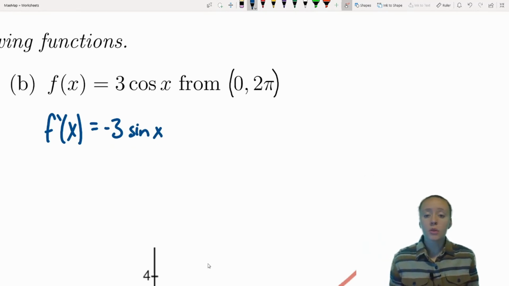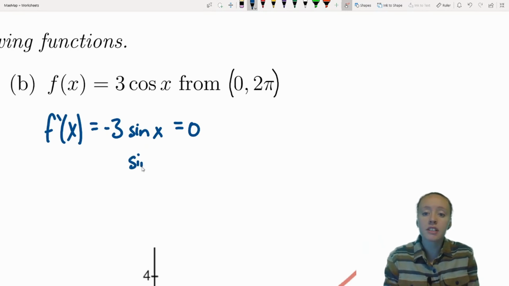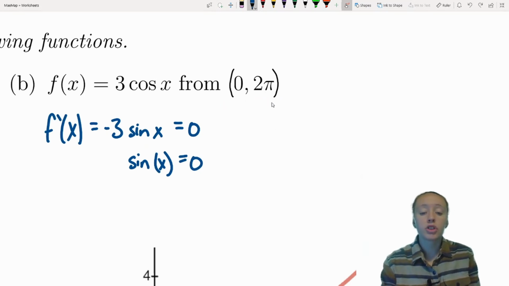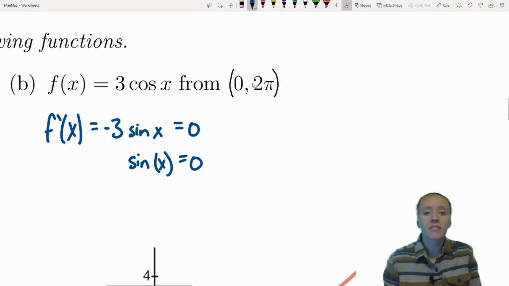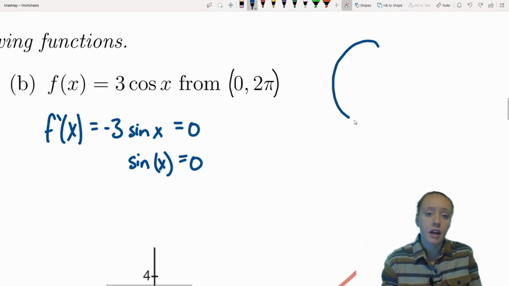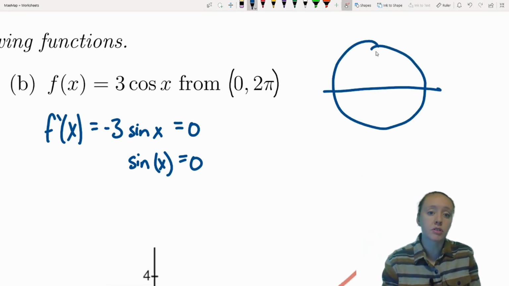Now, I know that my domain for sine of x is all real numbers. So there's no x value that's going to make this function undefined. So in order to figure out my critical points, I'm going to set this equal to 0. Dividing both sides by that negative 3, I'm going to see when sine of x is equal to 0. But remember, I have this restriction. 0 to 2 pi is my interval, not including those endpoints, which would not be relative mins or maxes anyway, because they are endpoints. But this unit circle might be helpful to draw out.